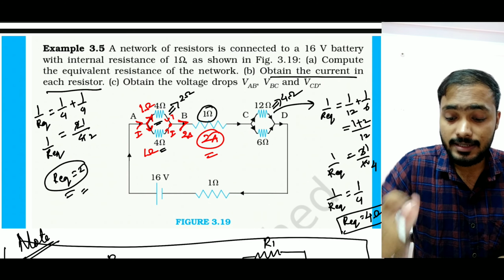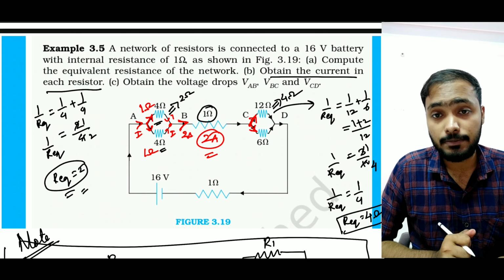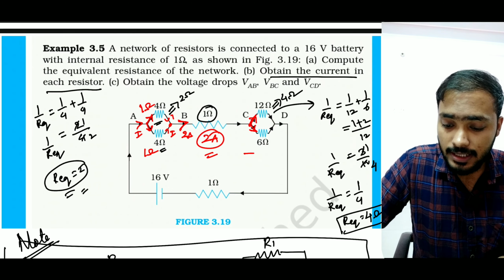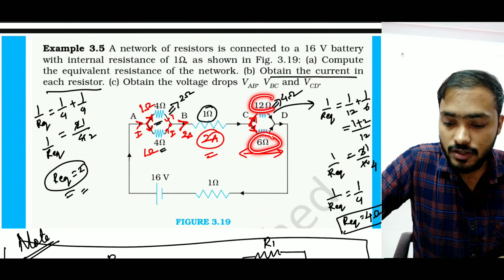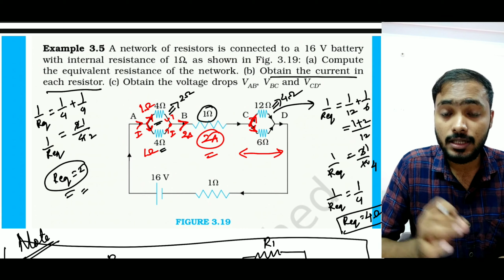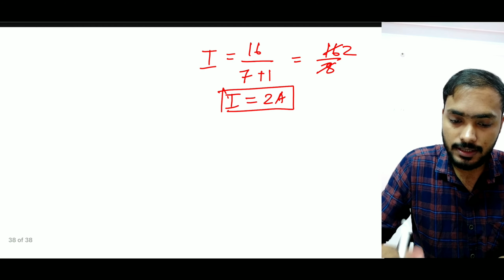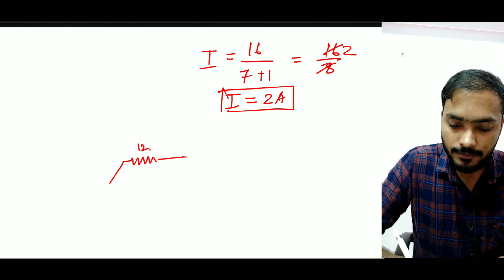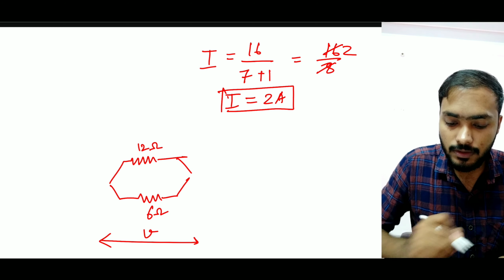The only problem here is I do not know how the current is going to divide over at C part, right? Now one thing is very sure, that the potential across your 6 ohm and across your 12 ohm will be same, right? So let me just draw it here. You have 12 ohm here, and you have 6 ohm here, so the potential across here will be same.